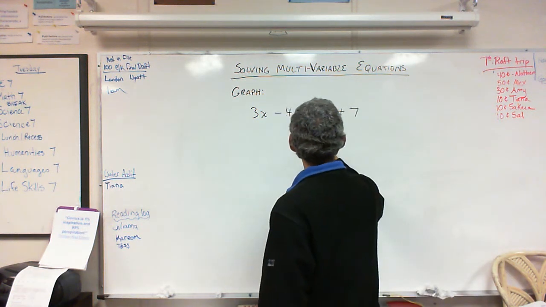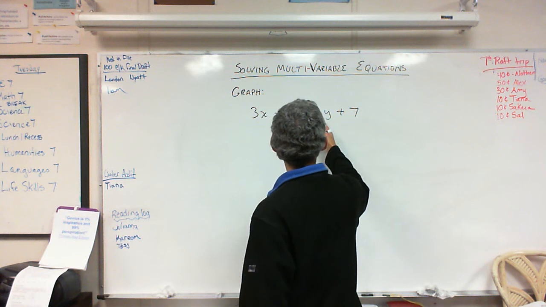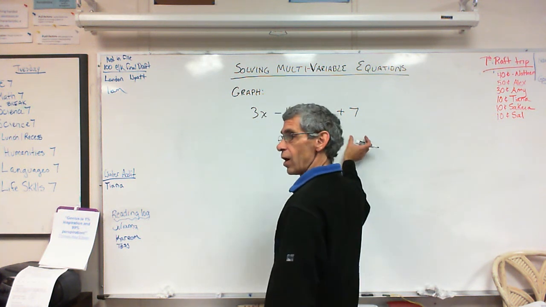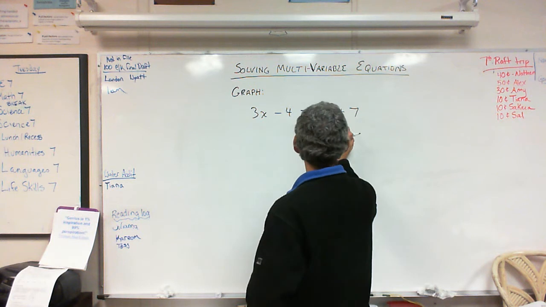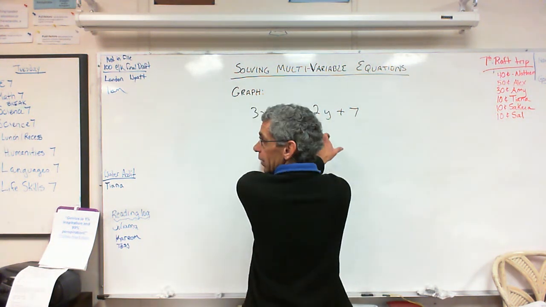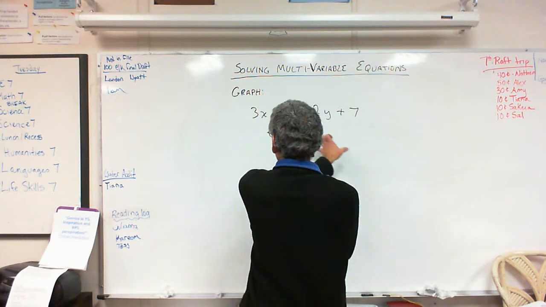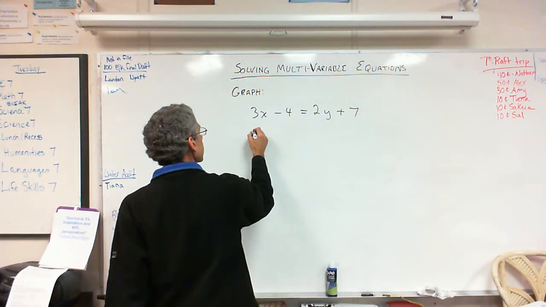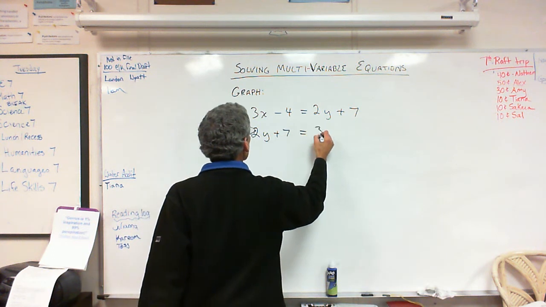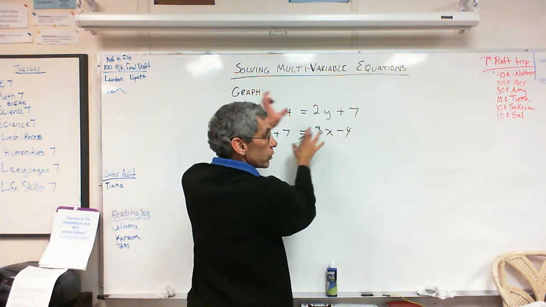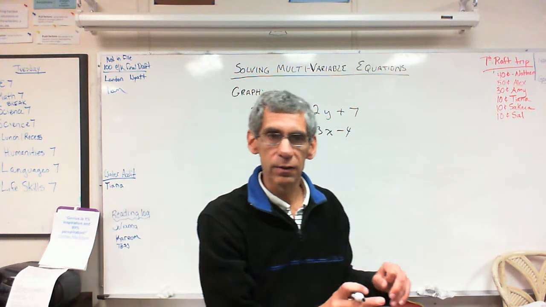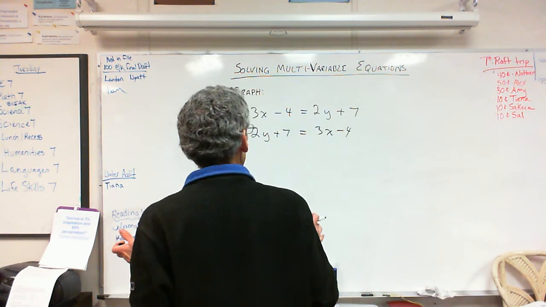So I want it to say y equals. I'm going to keep the y over here. Actually, it doesn't matter. Since this equals this, I could flip them. I could put this over here and put this here. It's the same thing. I like my y on the left for graphing, so 2y plus 7 equals 3x minus 4. I just flipped them. That's legal. They're equal to each other, so I didn't change anything.